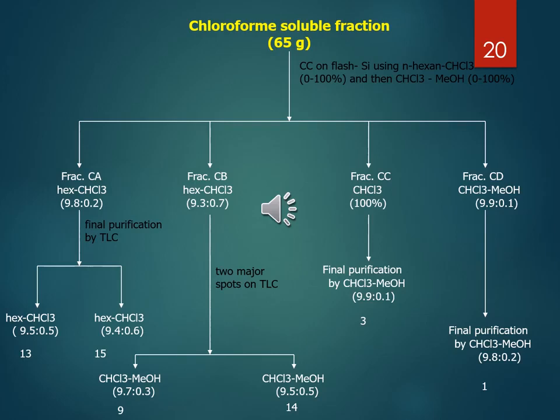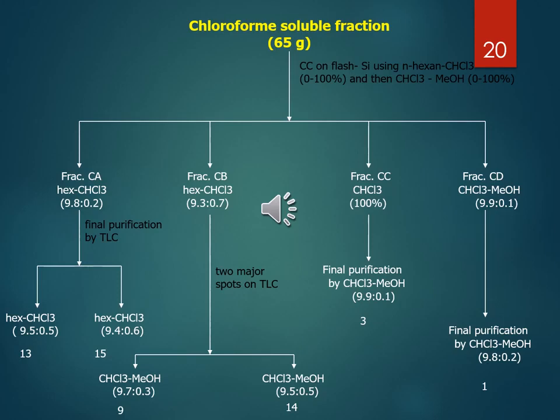The fraction Cc is subjected to column chromatography over silica gel, and eluting with 100% chloroform we obtained compound number 3. The purity of this compound is confirmed by using the organic purity system, that is 9.9 to 0.1% chloroform-methanol, which confirmed the purity of this compound.